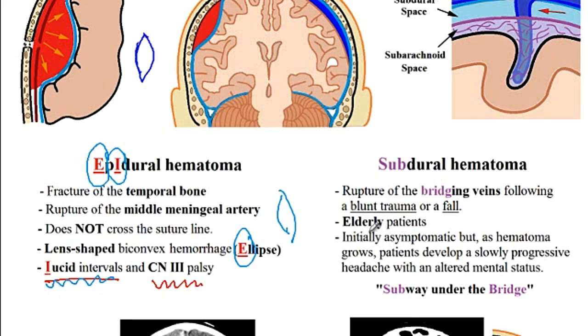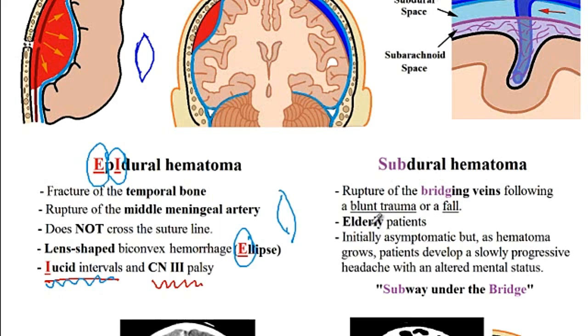The reason is that brain atrophy is more common in elderly patients, which provides room for the bridging veins to move and therefore rupture following a rapid movement or a fall. So due to the brain atrophy, elderly patients are at increased risk of subdural hematoma.